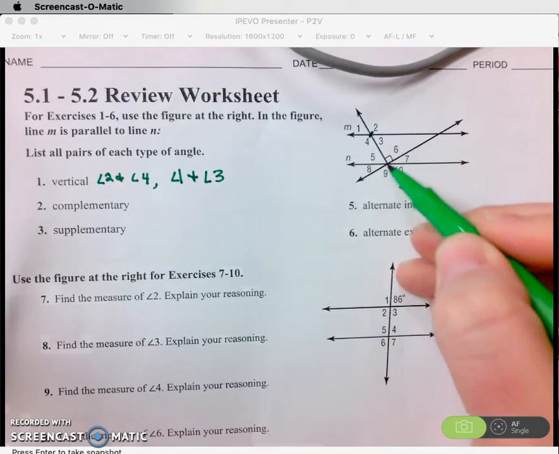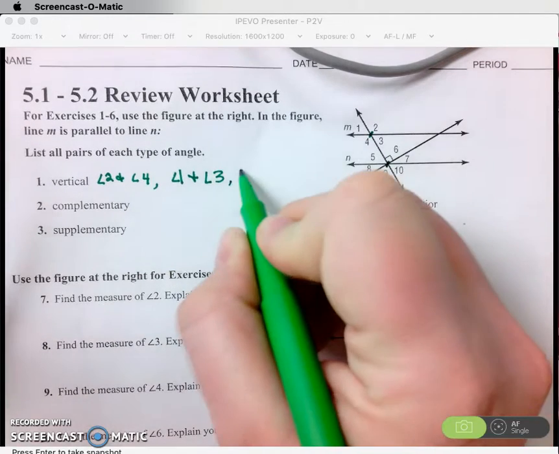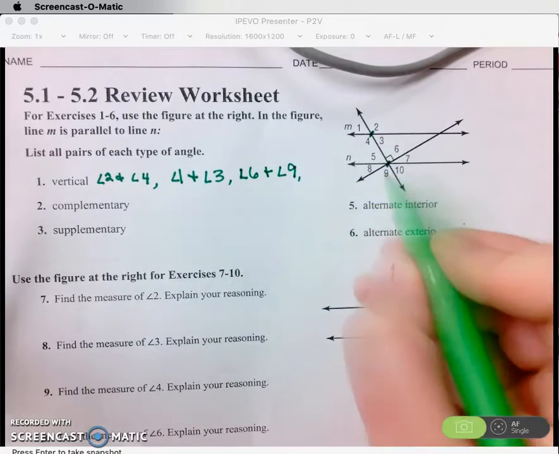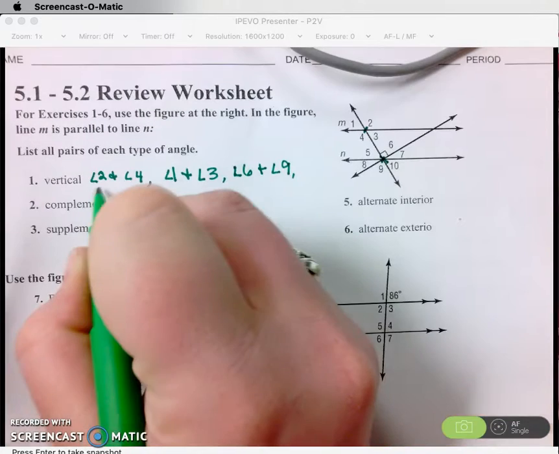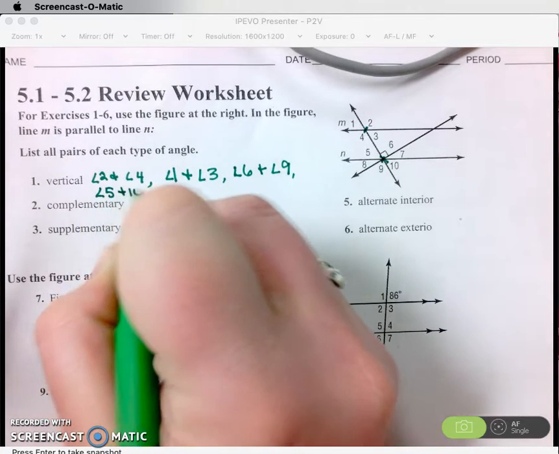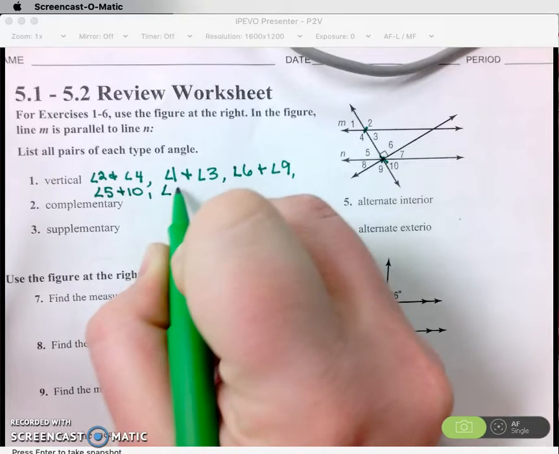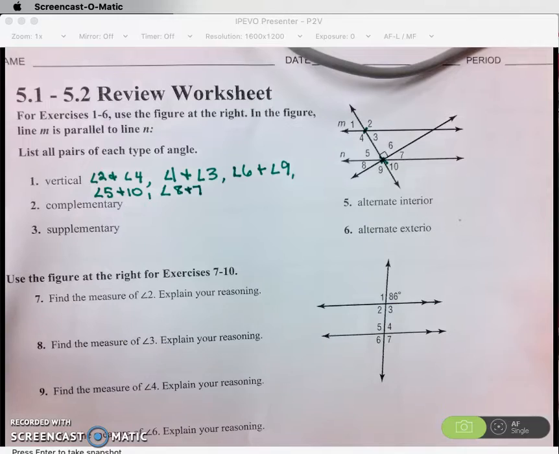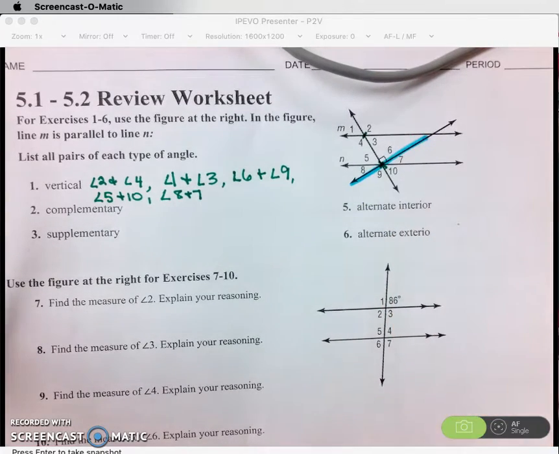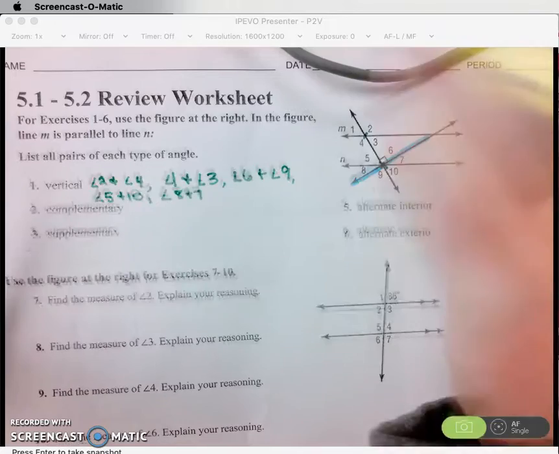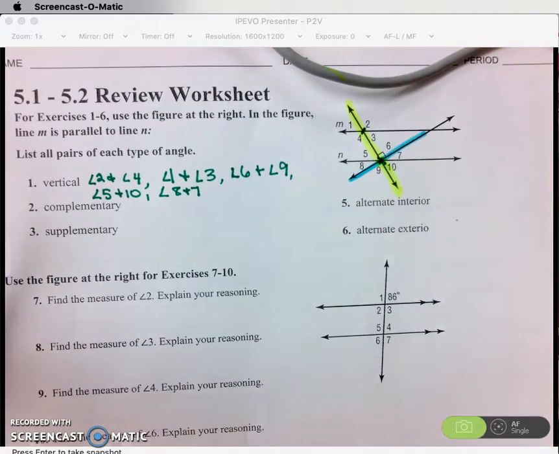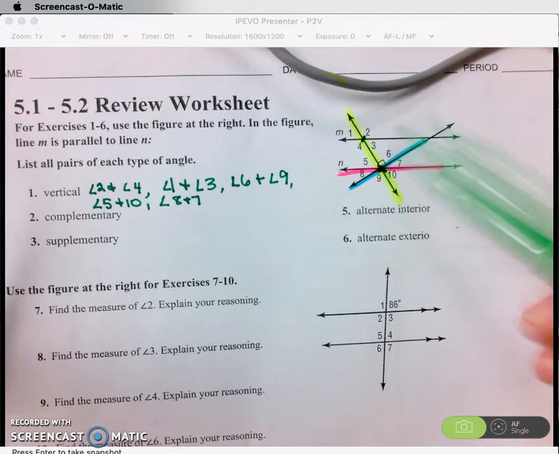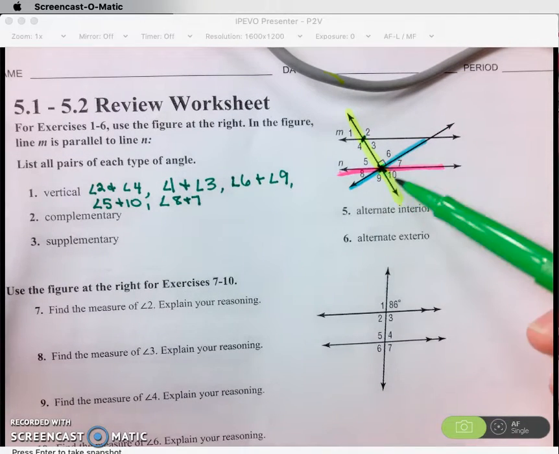Then we look here, we have angle 6 and angle 9, angle 5 and angle 10, angle 8 and angle 7. Remember, I like to maybe color code these a little so I can see. And if you look at 5 and 10, they both have a yellow and a pink.